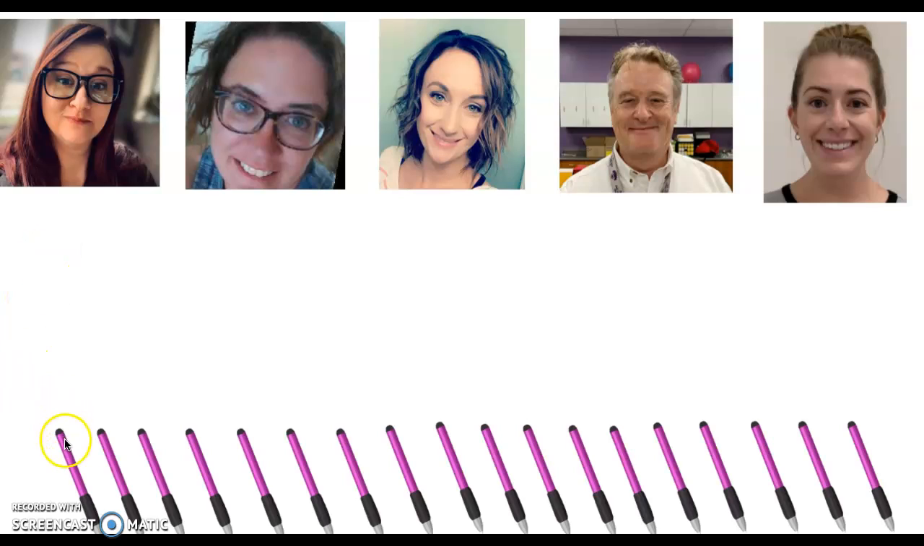So we have 1, 2, 3, 4, 5, 6, 7, 8, 9, 10, 11, 12, 13, 14, 15, 16, 17, 18 pens that they need to evenly share between the 5 teachers. If we were to write this out as a division problem, it would look like 18, there's 18 pens, divided by 5, because there's 5 people. Well, let's start sharing.